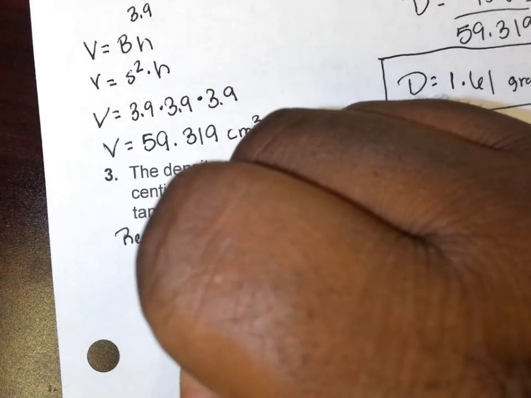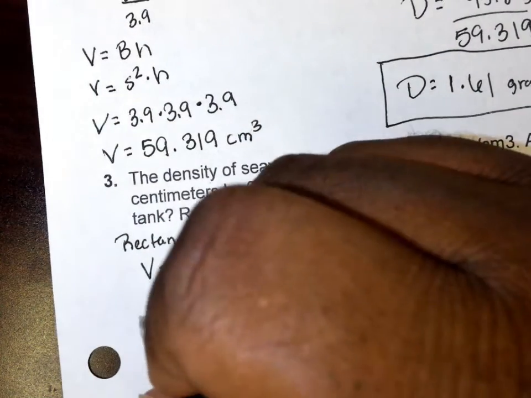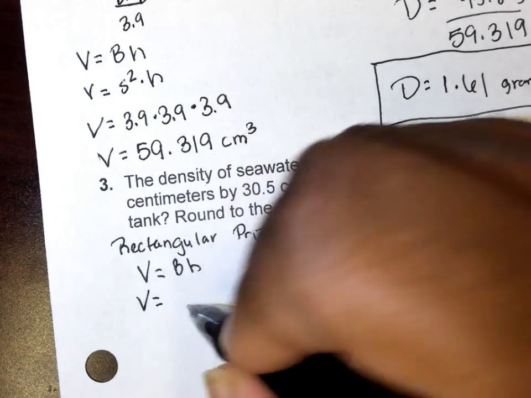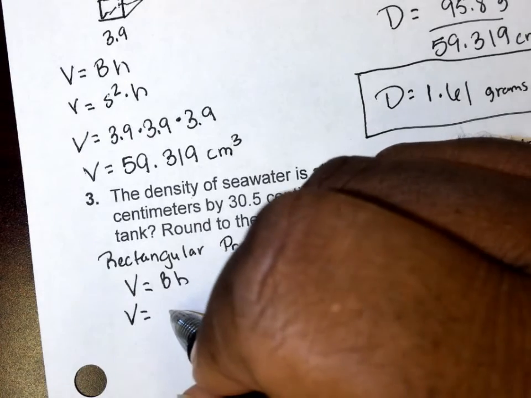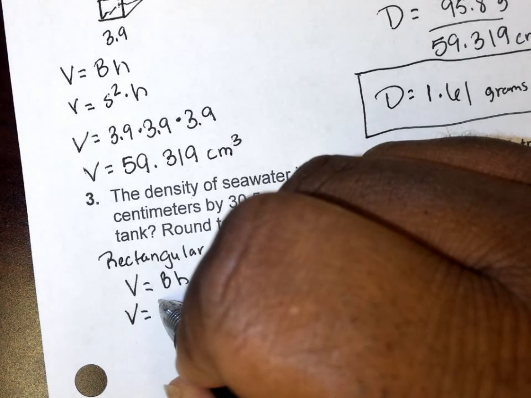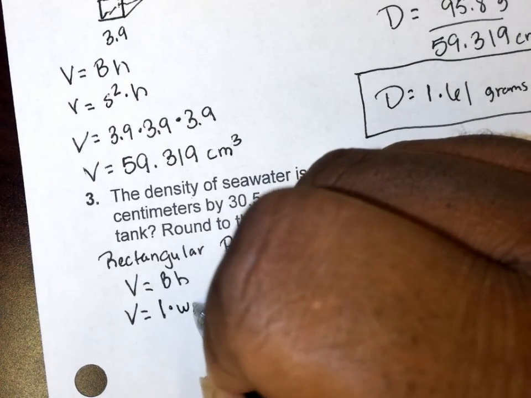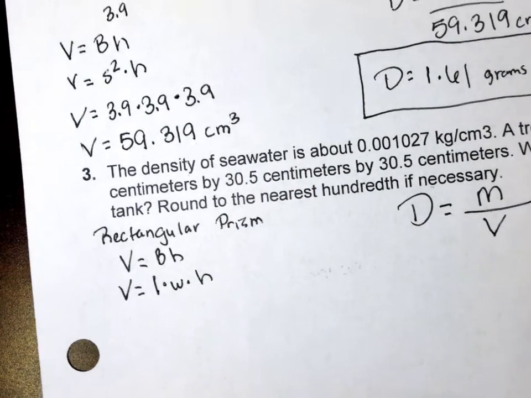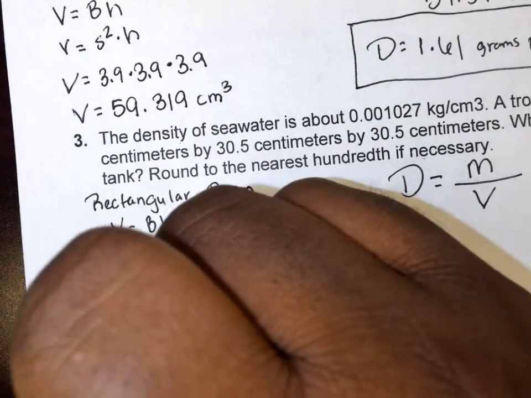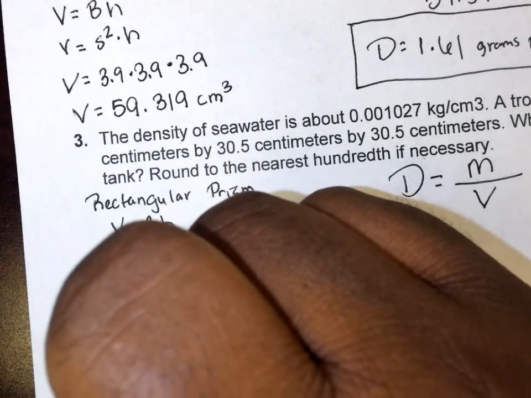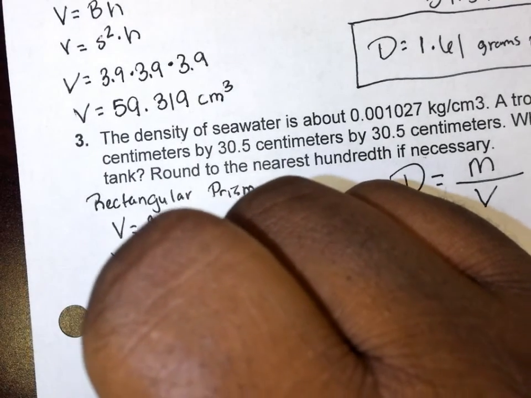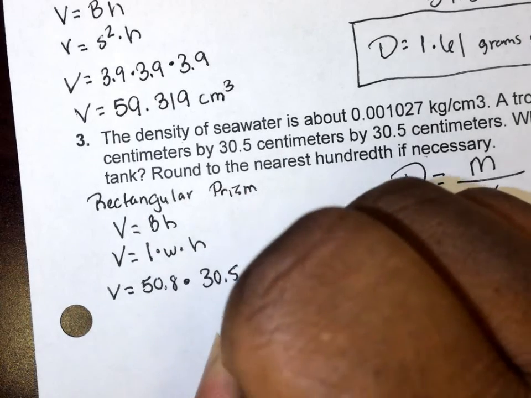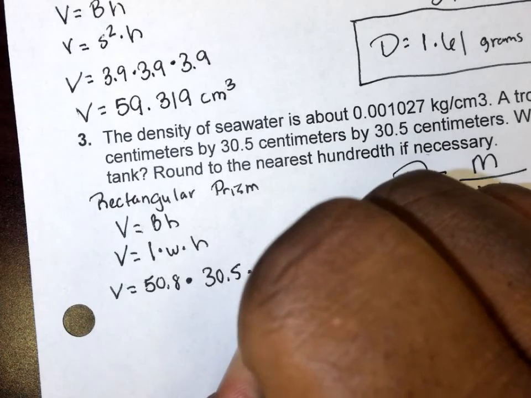Volume equals capital B times H. So rectangular prism, capital B turns into what? They already gave me my 3 numbers. Be smart about this. 50.8 times 30.5 times 30.5.